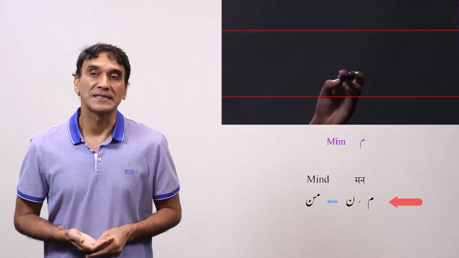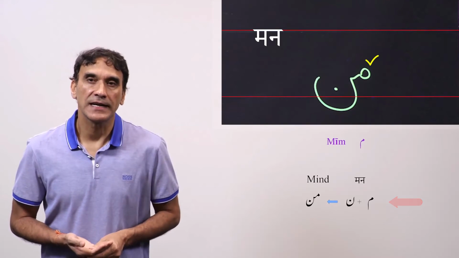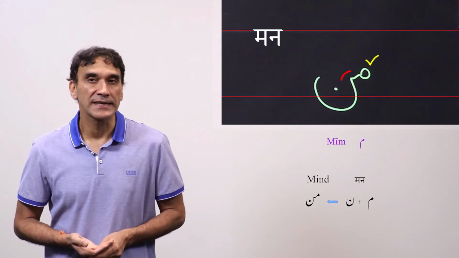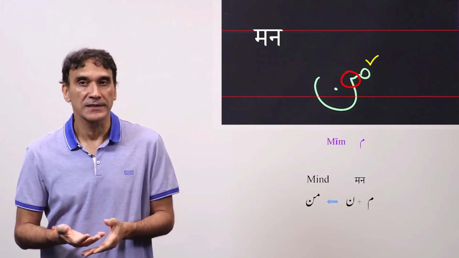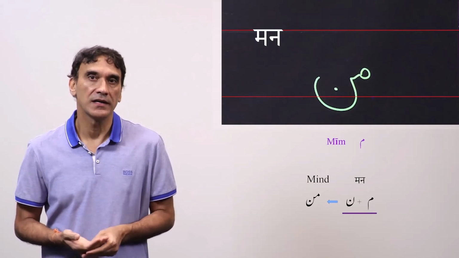The first word is man, meaning mind. Here Mīm is the first letter and takes the initial form, which is connected to the next and the final letter noon. The spelling is Mīm plus noon, man.